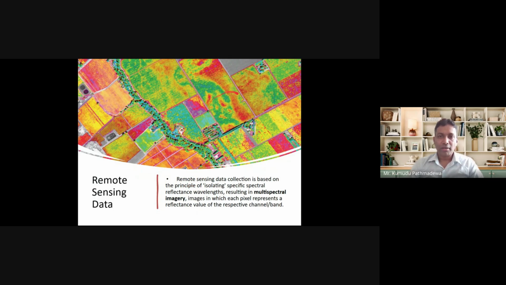So here you can see the multispectral image. It's a false color image. So you can see some areas are red and some areas are green. Here green are more healthy vegetation, and red areas are not that healthy. So we can clearly distinguish this by using these spectral images.